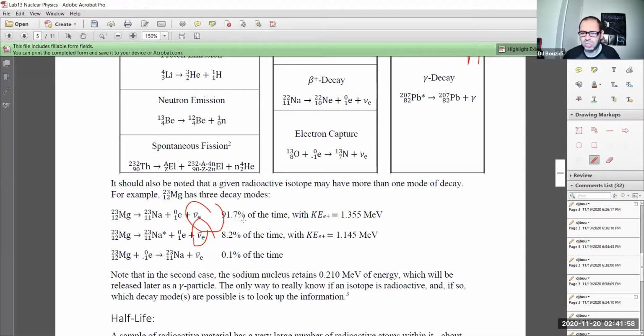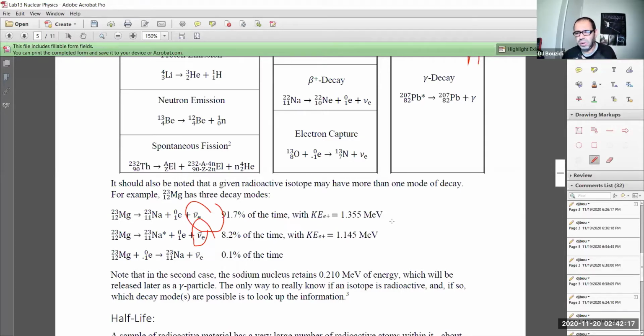This occurs 91.7% of the time. That's what we'll end up with. Sometimes we don't end up with a standard sodium. We end up with a different kind of sodium, which is an unstable sodium. And sometimes it captures an electron and becomes sodium which is stable, which is 0.1% of the time. Most of the time, it's the first.